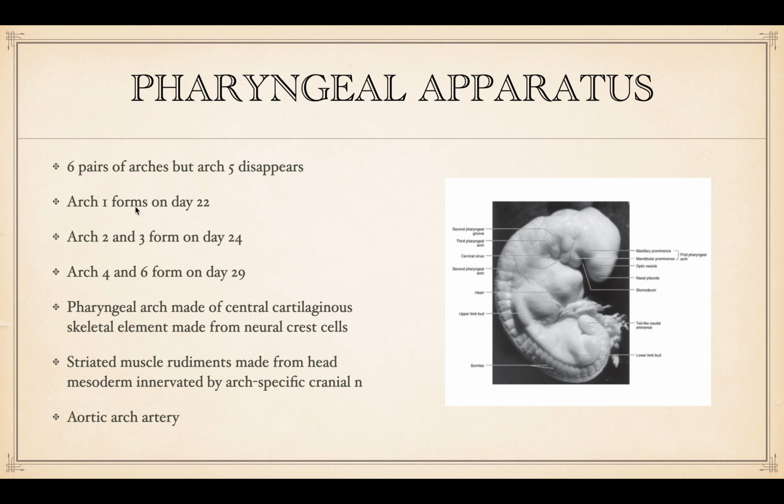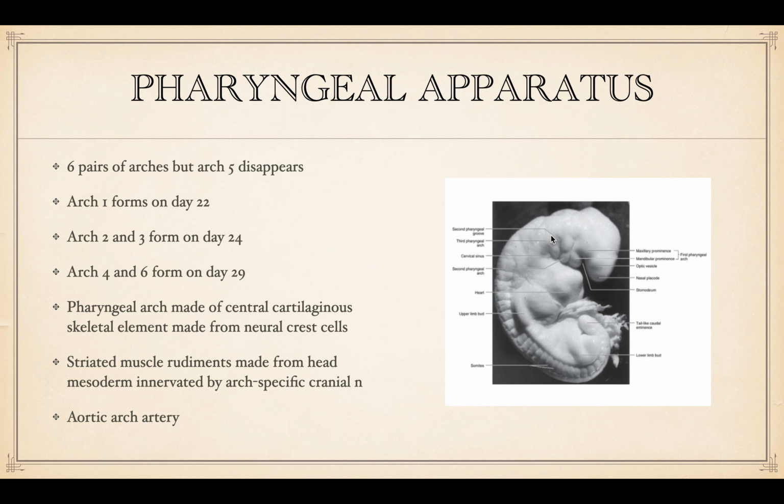The first arch will form on day 22, the second and third will form on day 24, and then the 4th and 6th arch will form on day 29. A pharyngeal arch is made of a central cartilaginous skeletal element, which comes from the neural crest cells, and striated muscle rudiments, like right here. We'll eventually consider them somites, made from the head mesoderm, and they are innervated by an arch-specific cranial nerve. All of that is associated with an aortic artery.